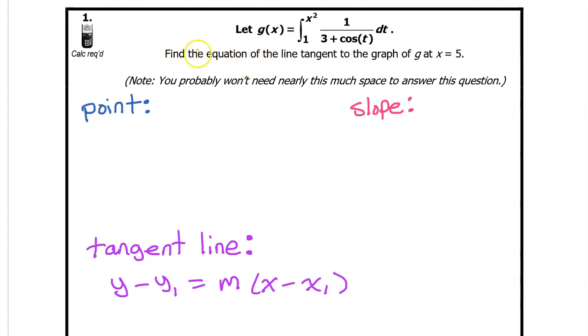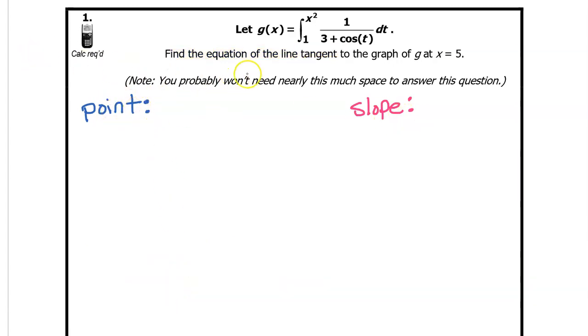For problem number 1, they are asking us to find the equation of a tangent line. Whenever they ask us to do that, we always use point-slope form, which reminds us that all we need is a point and the slope. We are told that the line is tangent to the graph of g at x equals 5. So, the x value of the point is 5. In order to find the y value, all we have to do is evaluate g at 5.